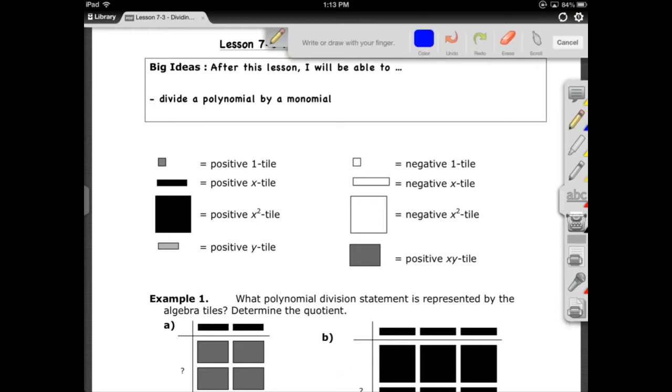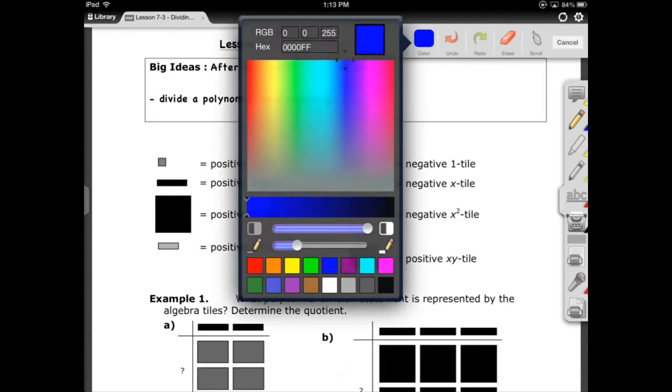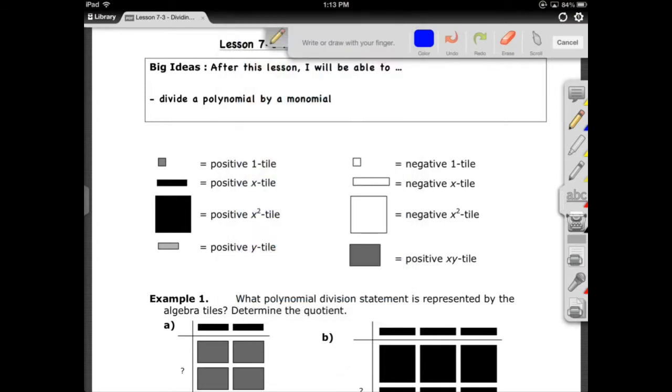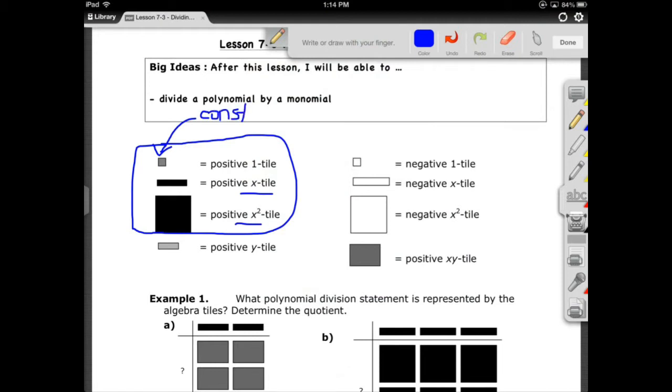Our tile colors need to be laid out. So our tiles, as long as they're these ones here, these are the ones that you would expect. These are positive tiles. We've got our x squareds, we've got our x to the first, and we've got our little fella here, which is a really small one because it represents just one whole unit of value, a constant. Example 1, 2, 3, 4, 5, 6, or negative 1, 2, 3, 4, 5, 6.